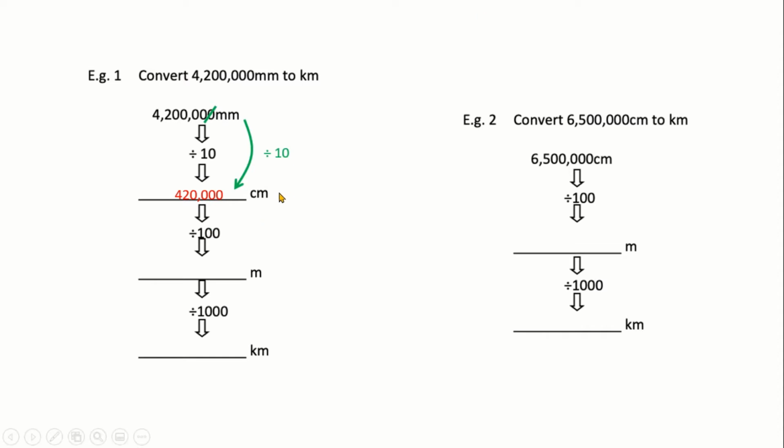Okay, so now we're going to convert 420,000 centimeters to meters. How do we do that? What's the conversion rate? How many centimeters are there in a meter? Because we know that there are 100 centimeters in a meter, we divide by 100. And all we have to do is knock off 2 zeros.